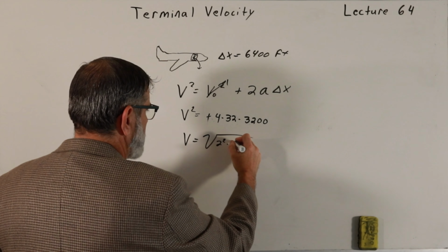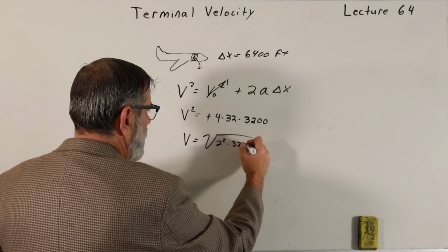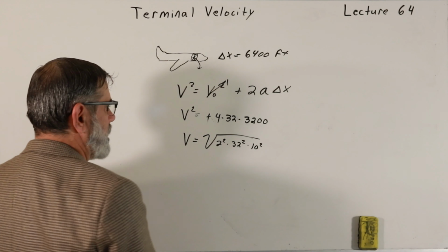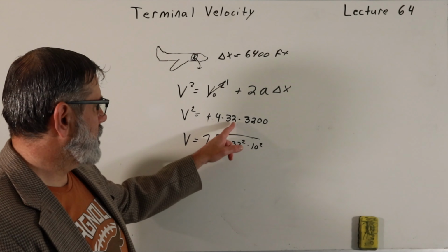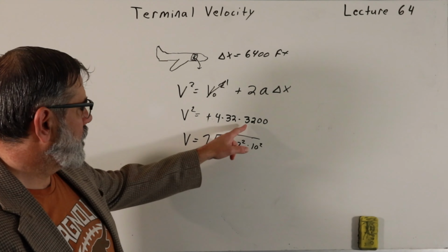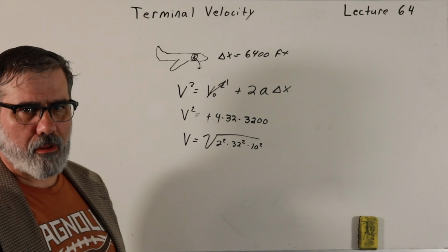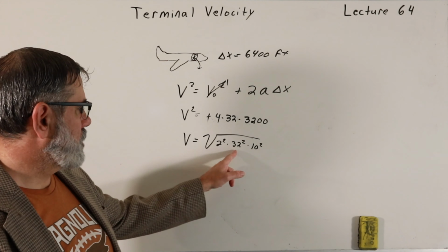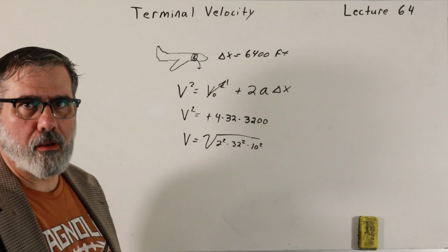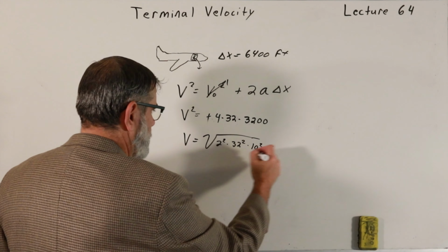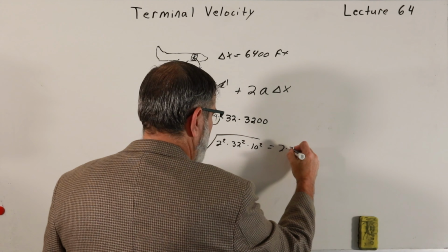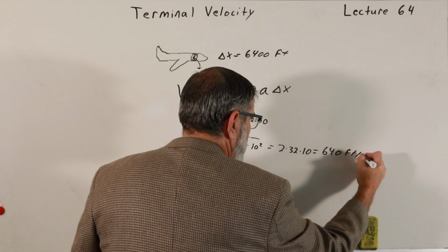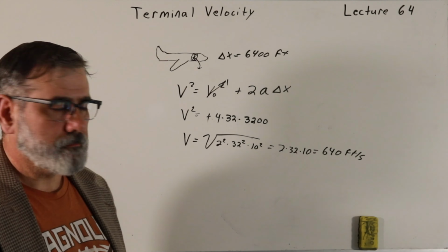2 squared times 32 squared, and then the hundreds will be 10 squared, right? So this number 4 times 32 times 3,200, well, 3,200 is just 32 times 100. So 100 is 10 squared, 32 times 32 is just 32 squared, and 4 is just 2 squared. That means that our velocity is 2 times 32 times 10, which is 640, I'll put the units in now, feet per second, okay?